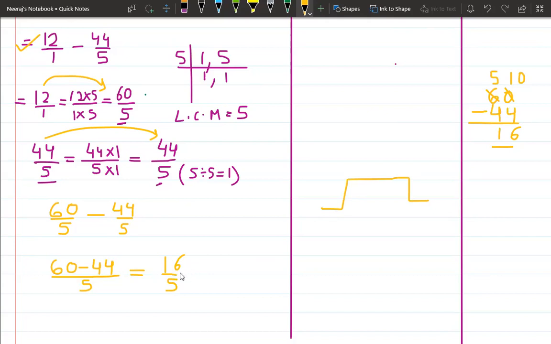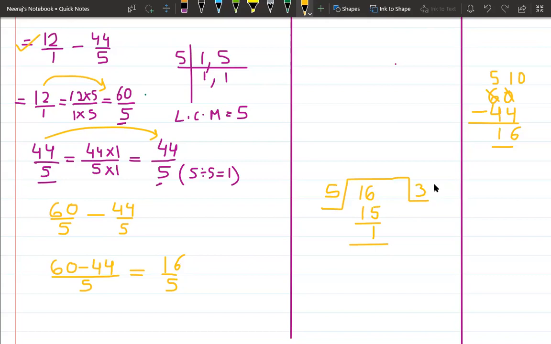Why is it improper? Because the numerator is greater than the denominator. That's why it is called an improper fraction. Now we have to divide 16 by 5. So we know that 5 threes are 15, right? Now we have to write the improper fraction as a mixed fraction.